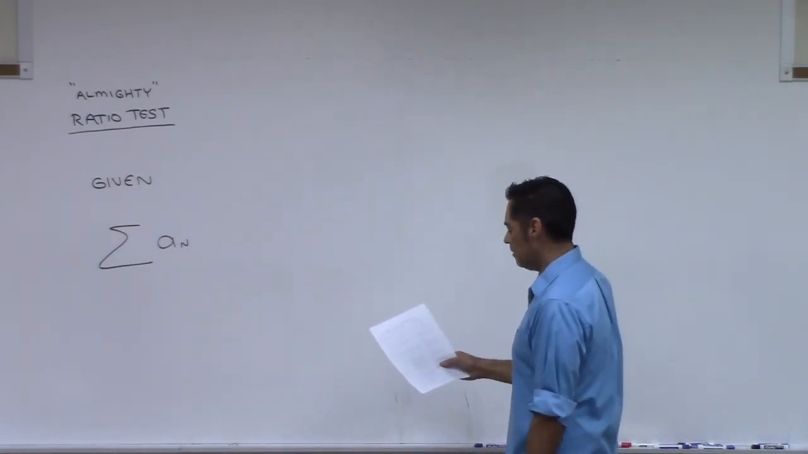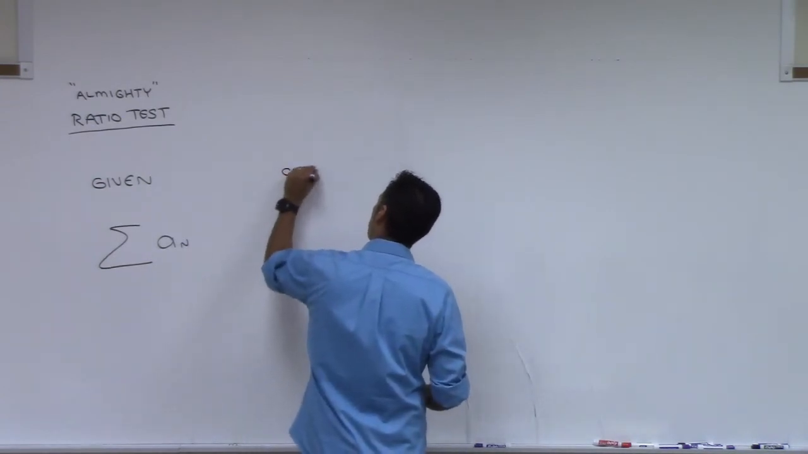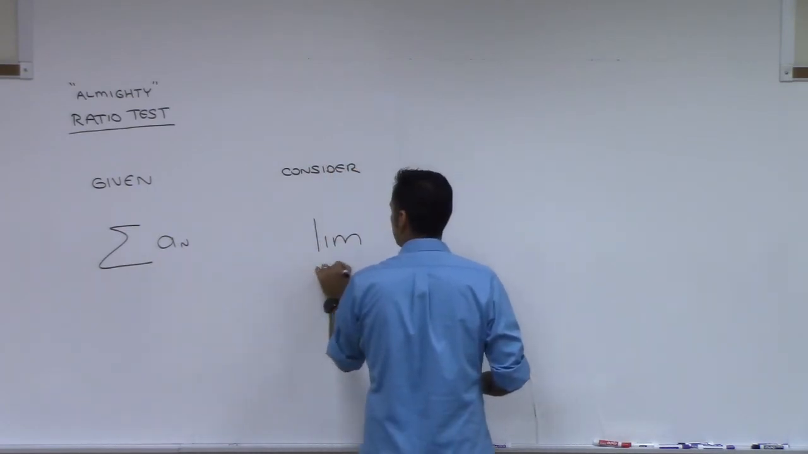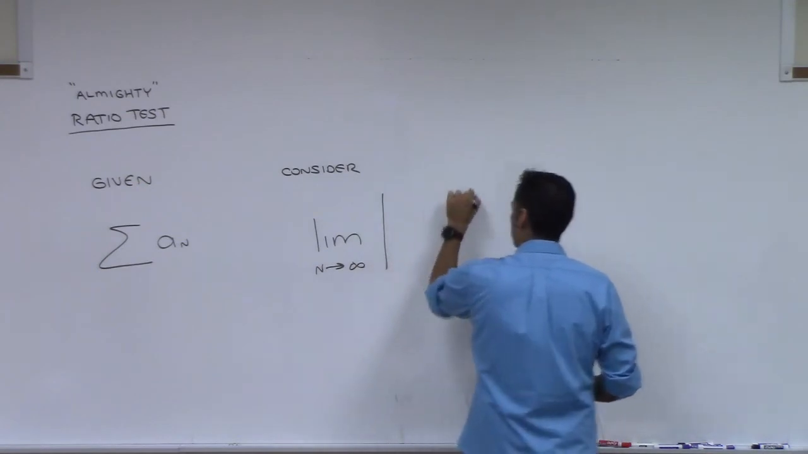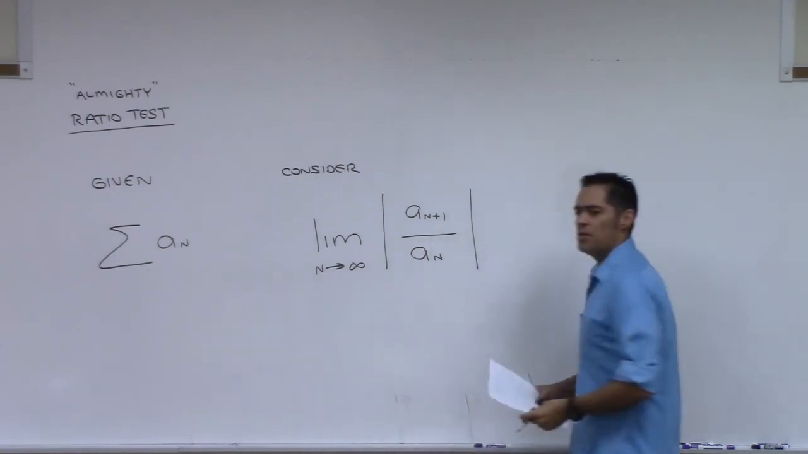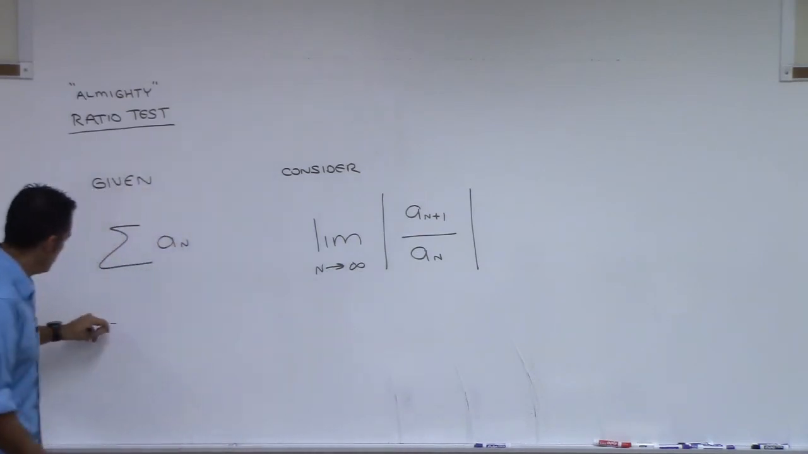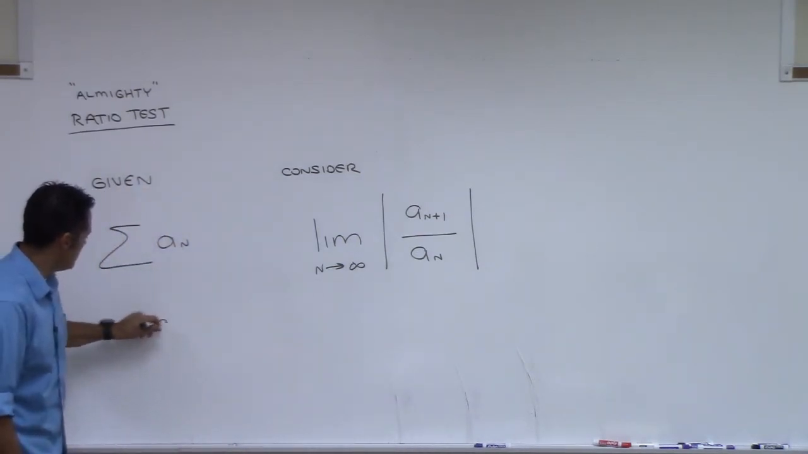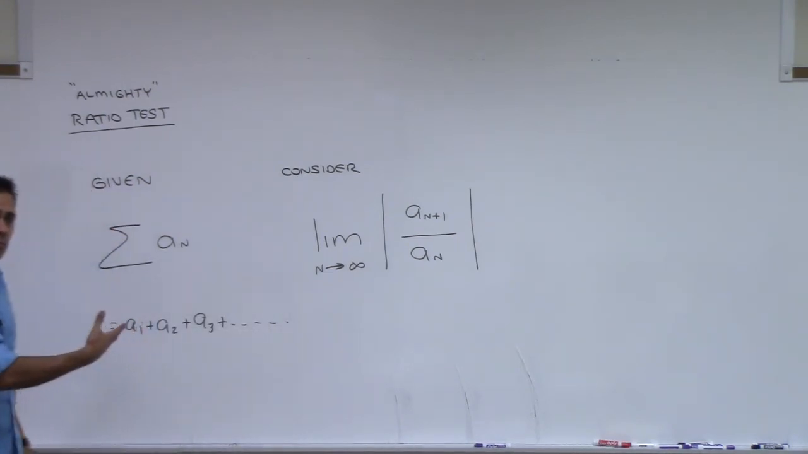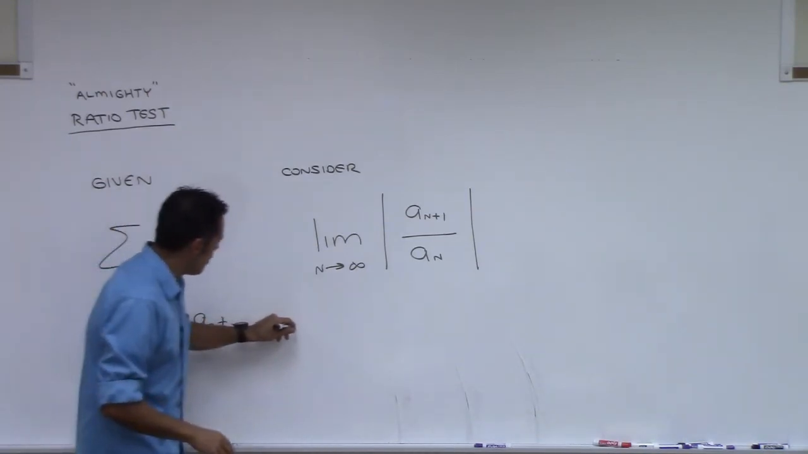So we start with anything. What we do is we take a look at something. We consider this limit. It's the limit as n goes to infinity of the absolute value of a sub n plus 1 over a sub n. What this is doing is it's saying, hey, look, if we have this series, if we were to write the series out, it would be like a sub 1 plus a sub 2 plus a sub 3, and that goes forever, right? What this is saying is, let's just go out and look somewhere out in this thing.